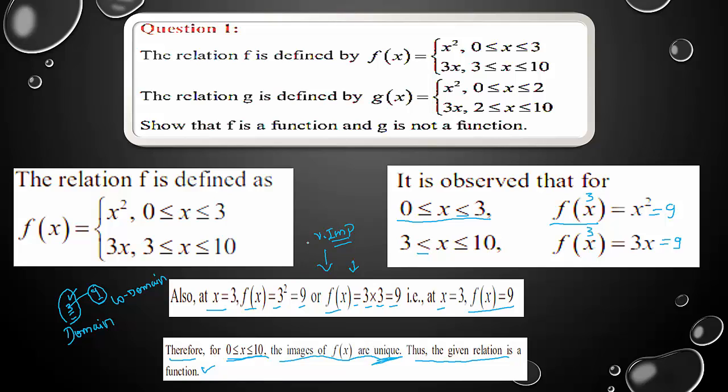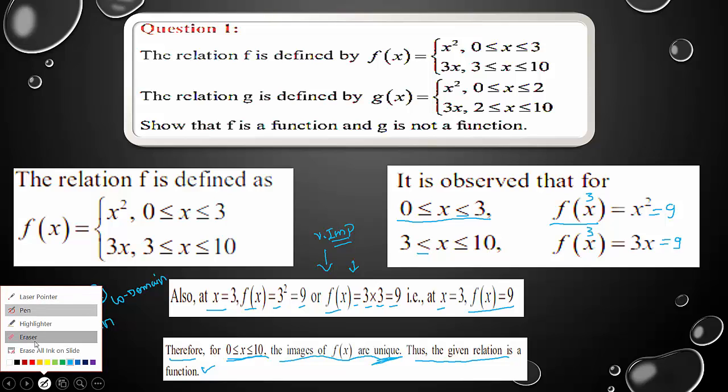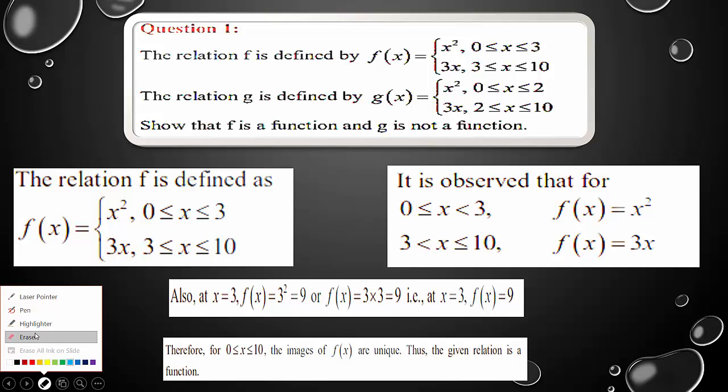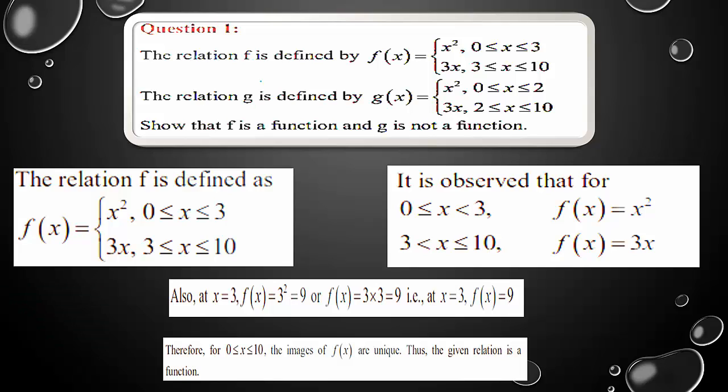Okay students. So I will erase all my sketch pen words so that you can get a clear picture. Okay. So see here. Again I will explain this. The relation f defined by f of x as x square in between 0 to 3, 3x in between 3 to 10. That means it is defined from 0 to 10 and the breakpoint is 3.